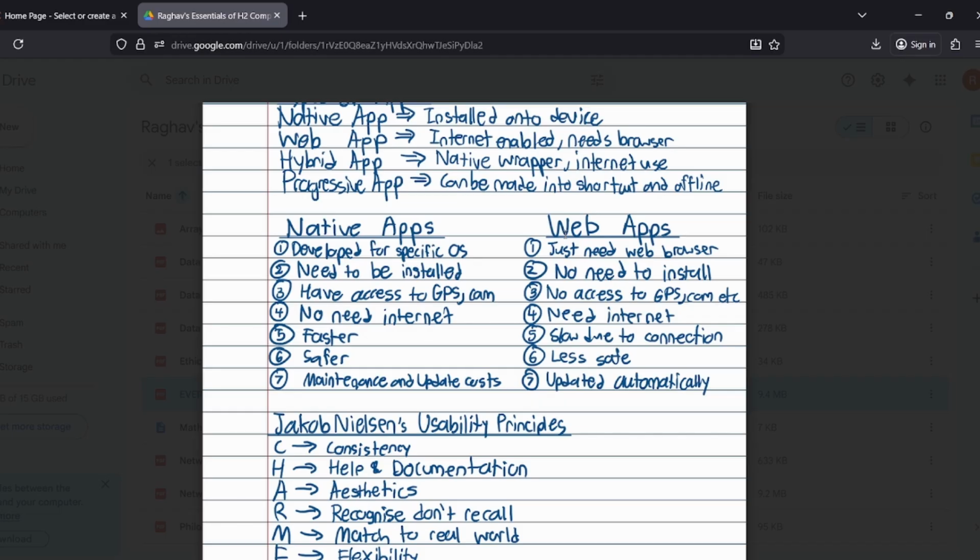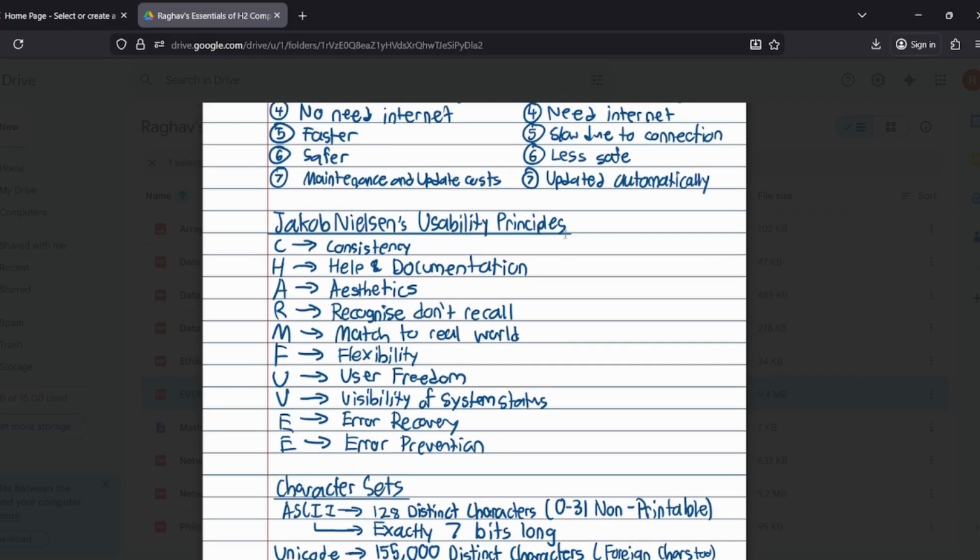Then we have Jakob Nielsen's usability principles. Oh my god, I hated this so much. Charm few V. Consistency, help and documentation, aesthetics, recognize don't recall, match to real, flexibility, user freedom, visibility of system status, error recovery, and error prevention. So I'll just explain a few of these that were difficult.